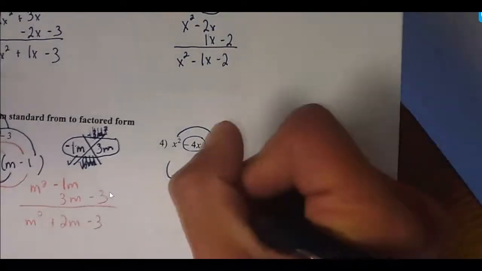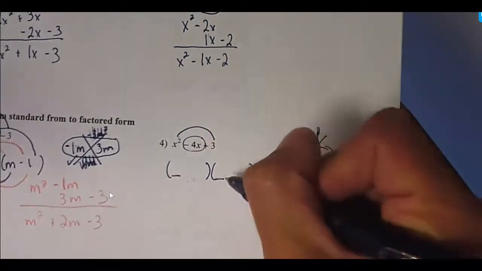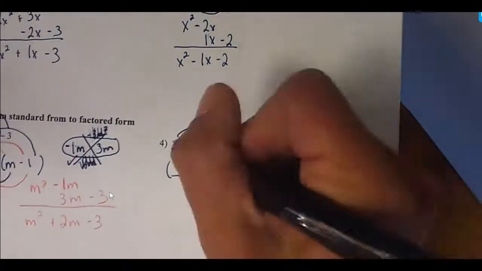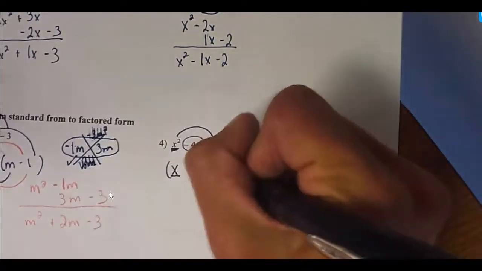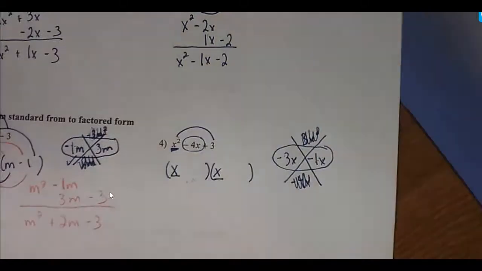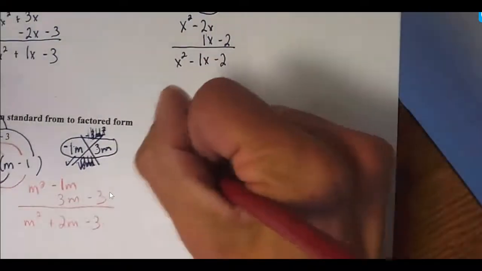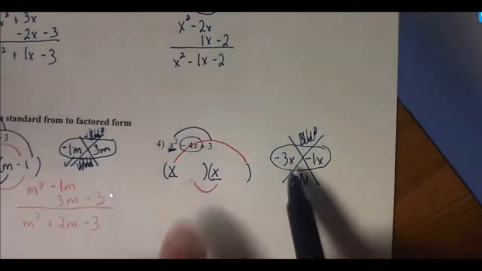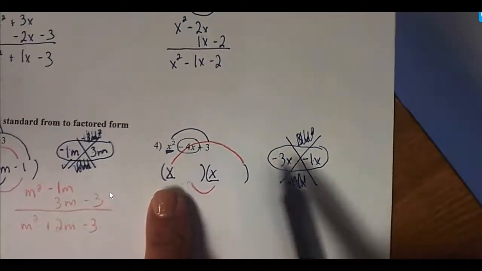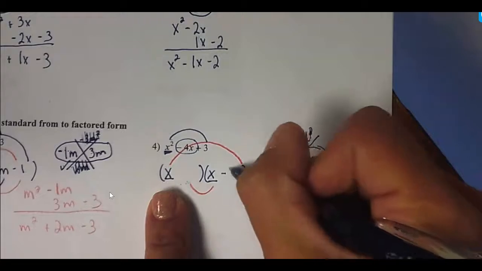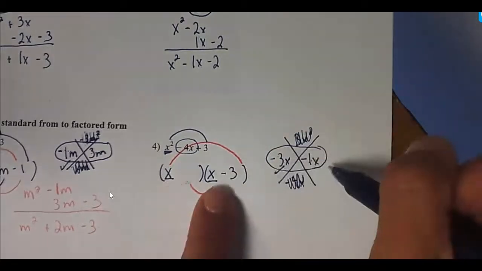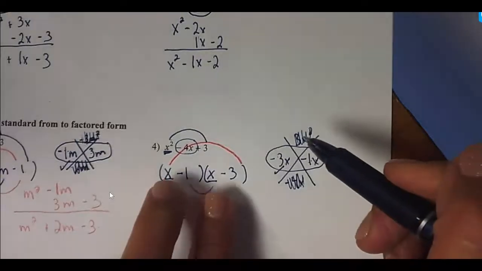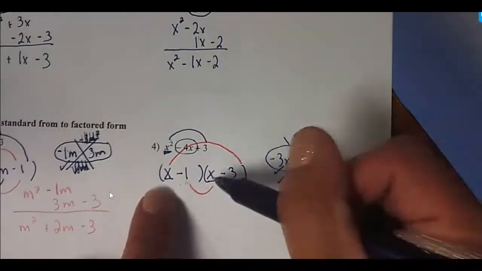So again, when this first term meets this first term, you get the first term of standard form. So what times what can make x squared? Well, that's going to be x and x. And now I'm going to draw my face. So here's the top of the head. Here's the smile. And now I'm going to have these loops help me get this. So x times what can make -3x? Well, that's a -3. That one's done. And then x times what can make -1x? And that's a -1.